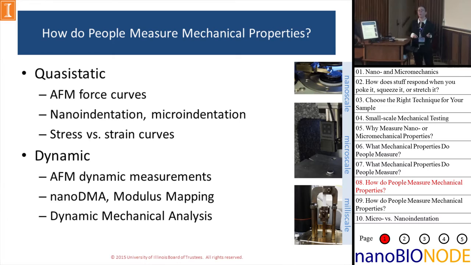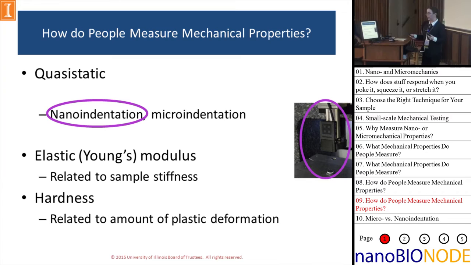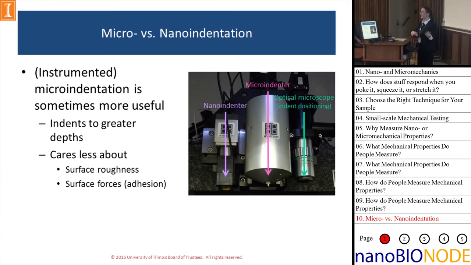Today, I'm going to focus mainly on nanoindentation and mostly on finding the Young's modulus, which is related to the stiffness of your sample, and the hardness, which is related to the amount of plastic deformation. This is elastic, this is plastic. Elastic returns to how it started. Plastic is just you punch a hole in something and the hole's still there when you stop punching it. You might say, why are you focusing on nanoindentation instead of microindentation? Is it just because nano is a cooler prefix? Well, yeah, it is.